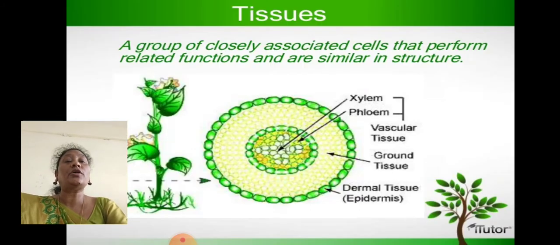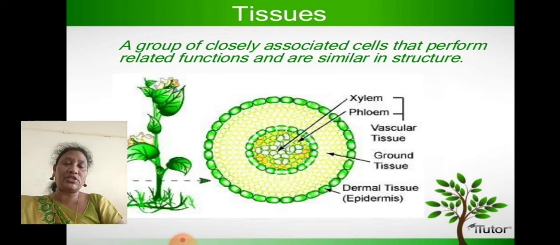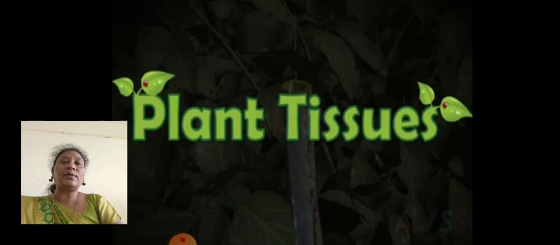A group of closely associated similar cells that perform related function, that means the same function, and are similar in structure, are called a tissue. Xylem and phloem consist of different types of cells. Xylem and phloem together are called vascular tissue. There are also ground tissue and dermal tissue. These are the different types of tissues which we can find in plants.